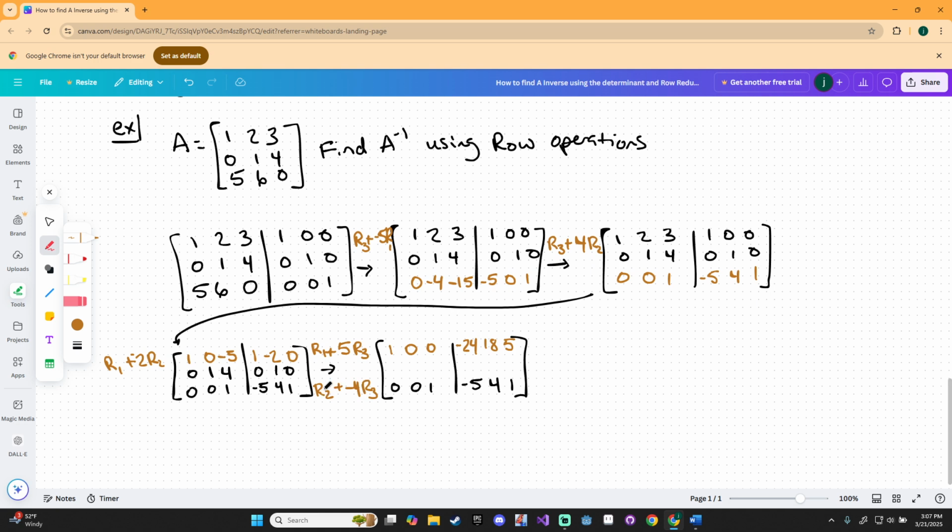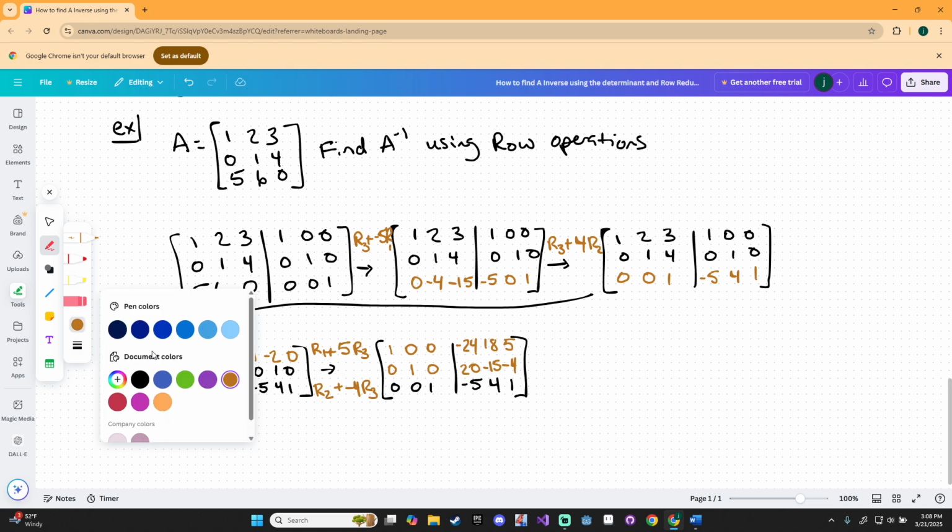Then for row 2, we have R2 plus -4. So we have 0, 0, we'll keep that 0. 0, 1, keep that 1. And then 1 times -4 is -4 plus 4, 0. We have -5 times -4 is 20 plus 0. We have 20. We have -4 times 4 is -16 plus 1, -15. And last but not least, we have 1 times -4 is -4 plus 0, -4.